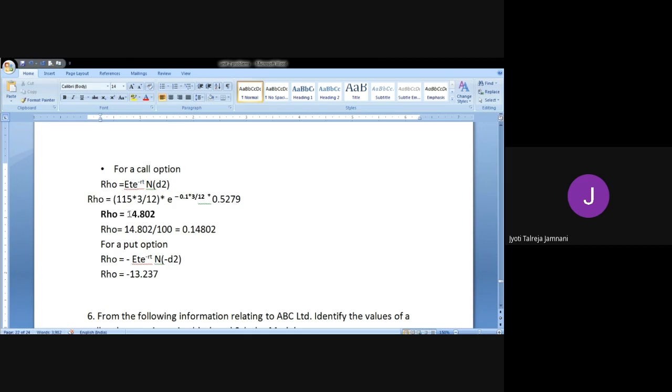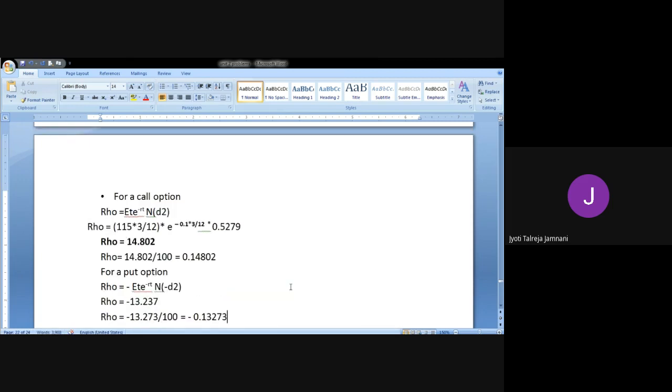This is for a 100% increase. So if the interest rate increases 100%, you will earn 14 rupees extra on the call option, and you will lose 13 rupees on the put option. So here also rho, you can make it equal to minus 13.273 divided by 100. So you will get, per 1% increase or decrease, 0.13273. So the put option will decrease by 13 paise odd. So this was the fifth problem.